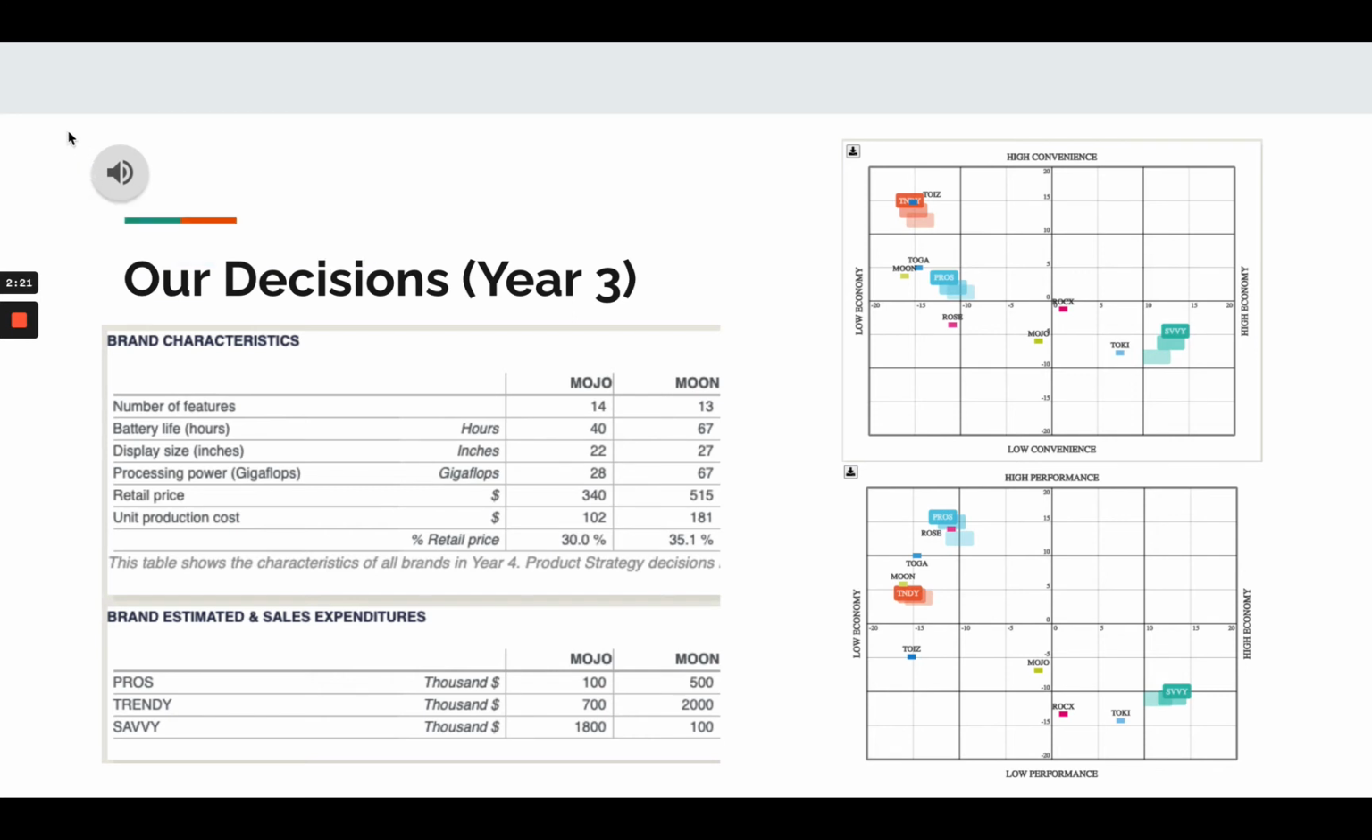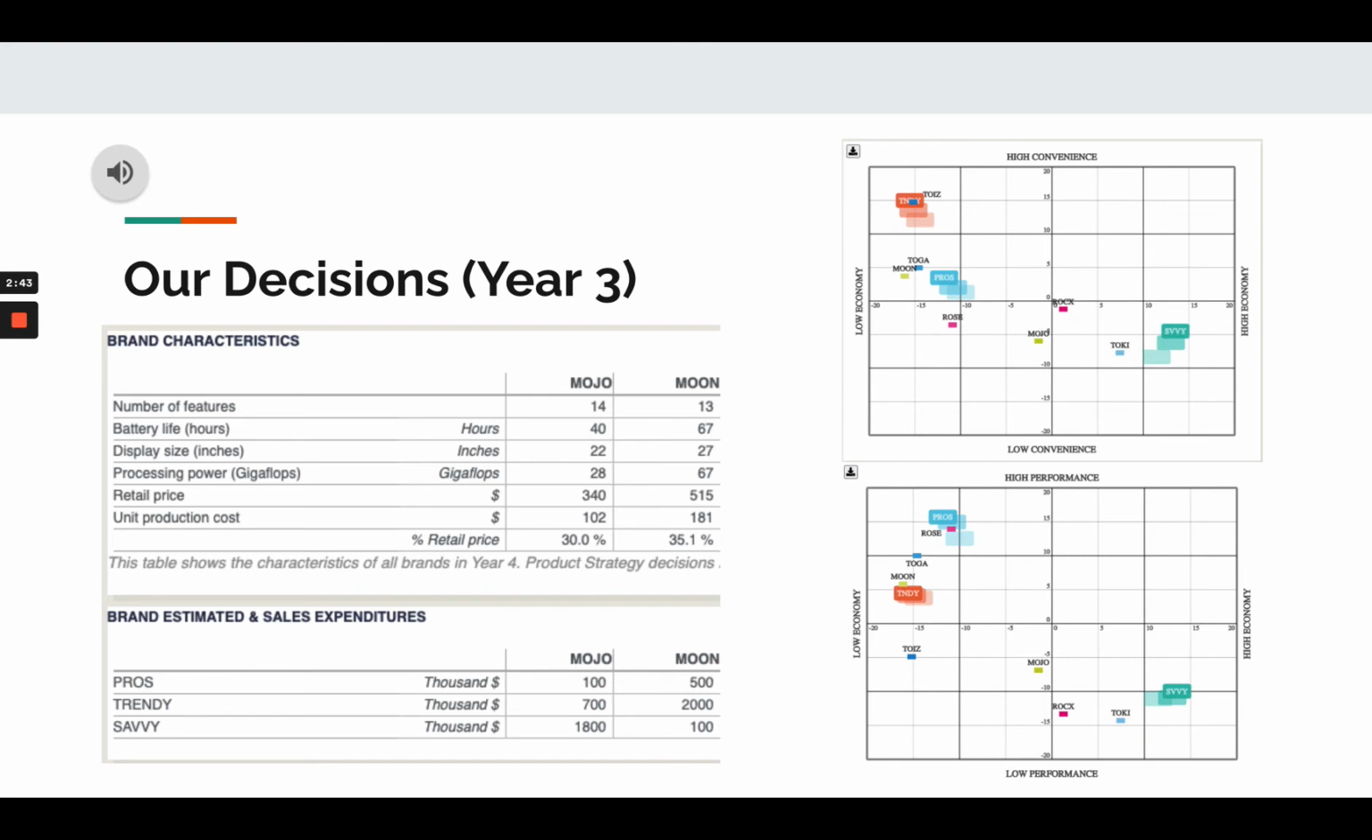For year 3, we noticed that we needed to slightly increase the convenience and decrease the performance of Mojo. We were also able to notice that we needed to increase the price of Mojo in order to reach the high economy value that the savvy market segment expected. To do this, we increased the number of features, decreased the battery life, and decreased the processing power.